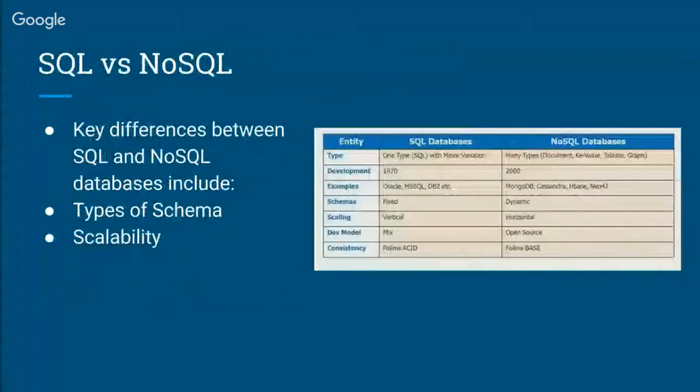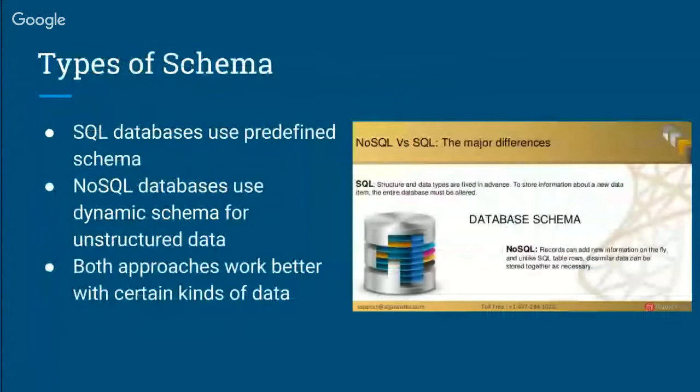SQL versus NoSQL. There are key differences between SQL and NoSQL databases. These are the types of schema used and scalability. Types of schema. SQL databases use predefined schema. NoSQL databases use dynamic schema for unstructured data. Both approaches work better with certain kinds of data.